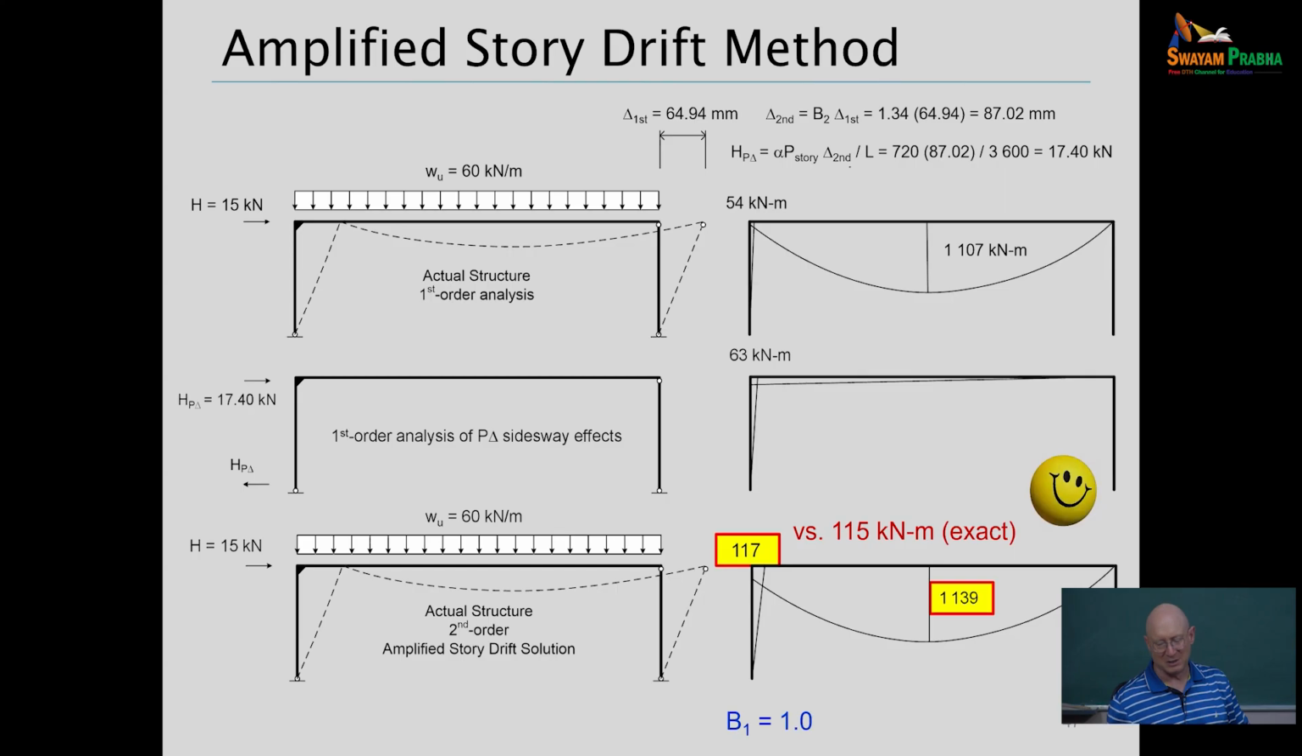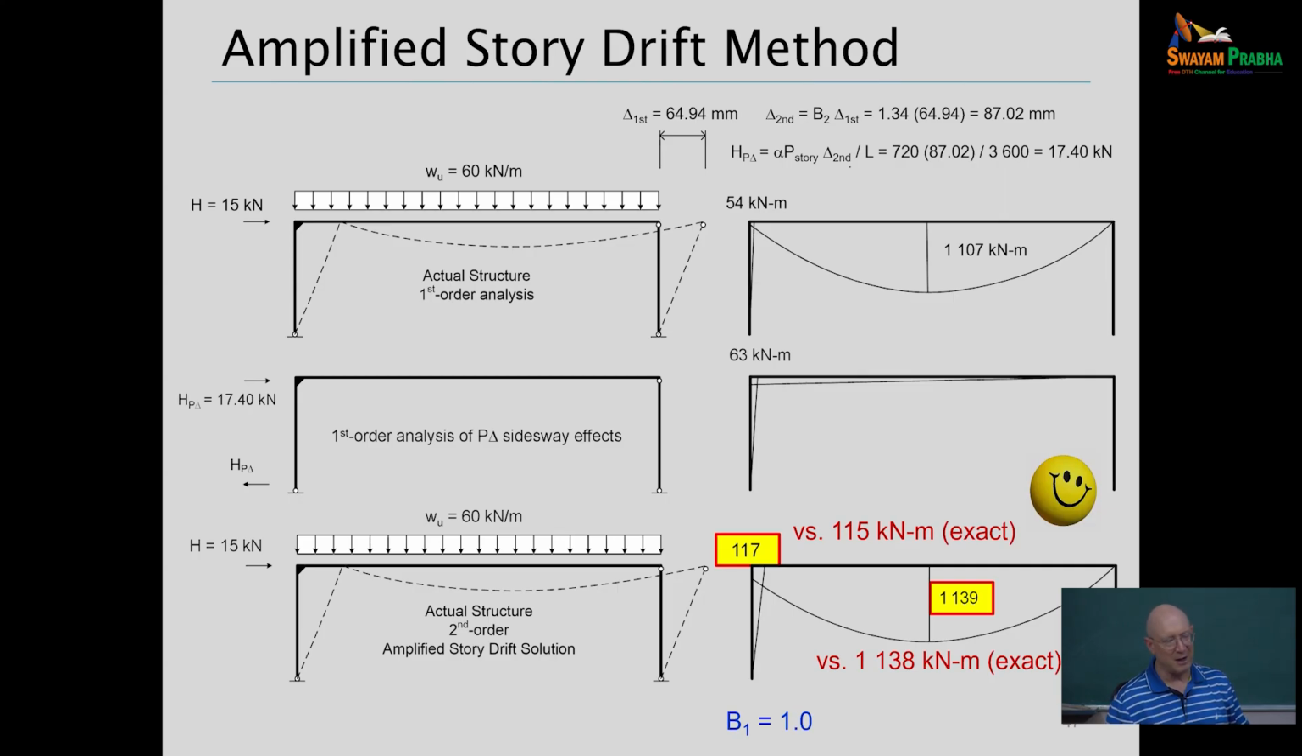Okay, 117 is still a little conservative. The rigorous analysis using, say, Consteel or another program would give 115 here. Why is it conservative? Because R sub M has some conservatism built into it. And how about the moment at the midspan of the beam? Well, that we can just get from statics, given the end moments on the left and right end of the beam. That's 1139. Well, the exact is 1138, so not too shabby.